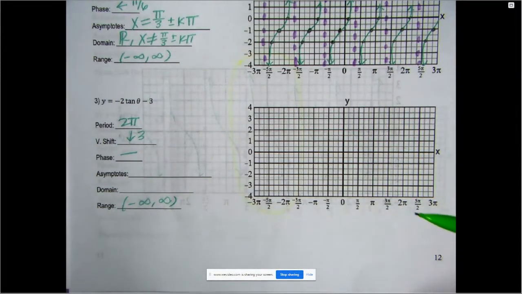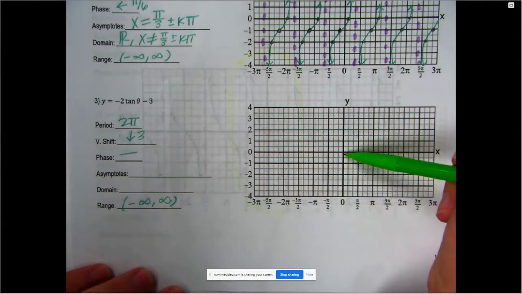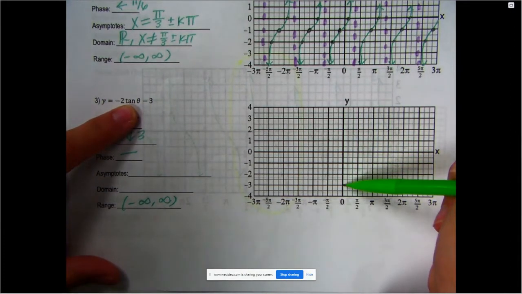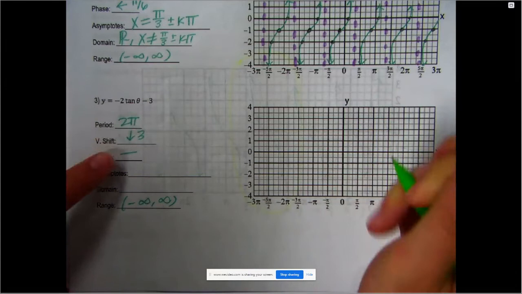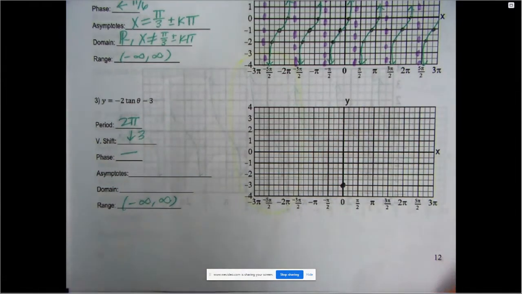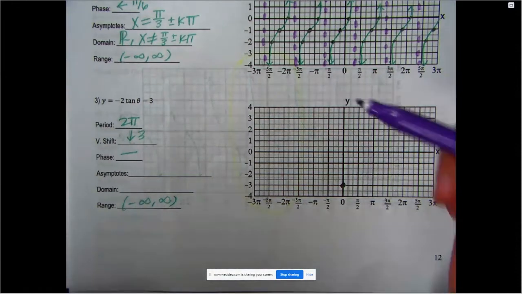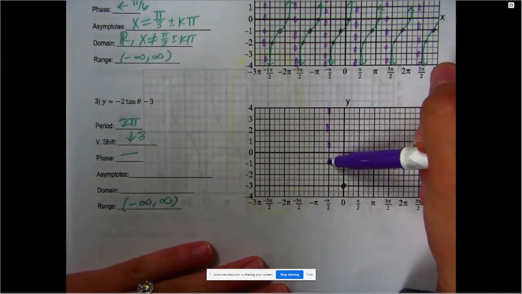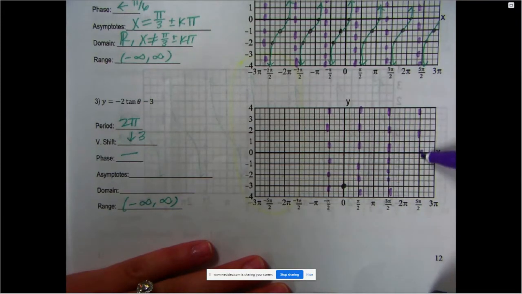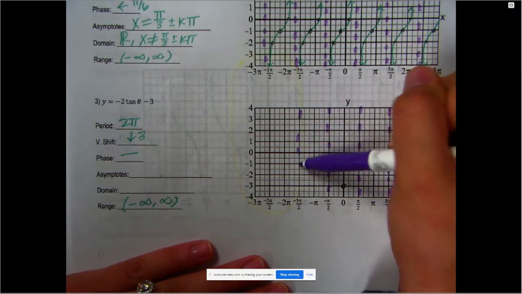Okay, to start graphing, tangent typically starts on 0, 0. First thing I'm going to do is shift it down 3. And that's all we have to do for that point. So perfect. Okay, my asymptotes are to the left and to the right of it. So I'm going to graph all of these things first, all the asymptotes and all the zeros, before we deal with the amplitude.